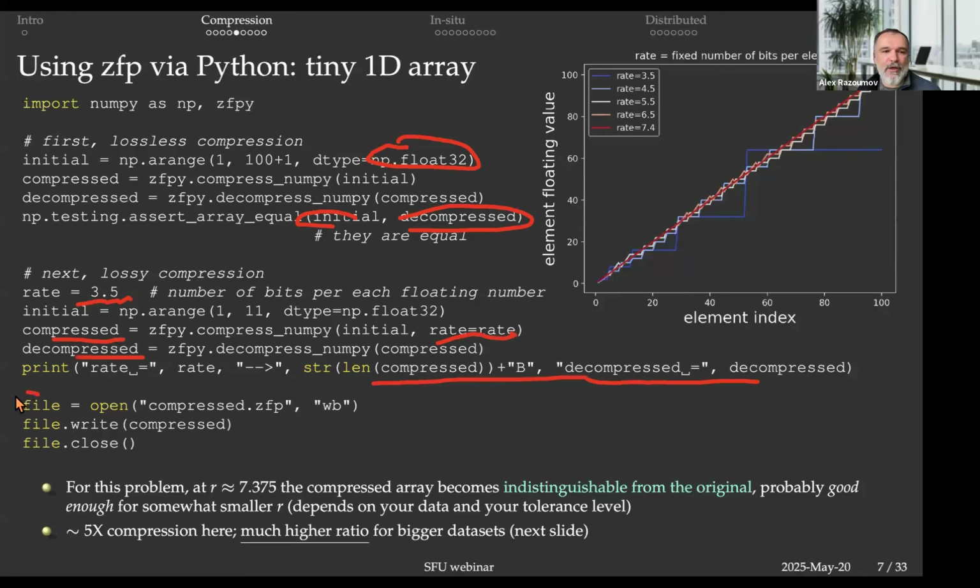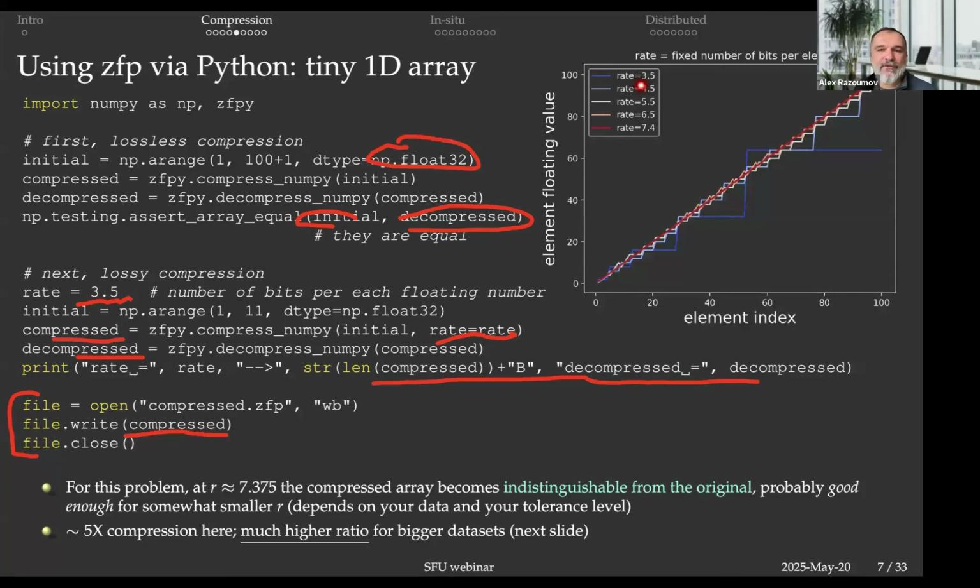And here I'm also showing how you can store these compressed arrays inside a file. Very easy. There is no common extension for ZFP compression, so I just use ZFP here to show that this is a ZFP file, but there's no common suffix for this. So for this problem, let's see what happens.